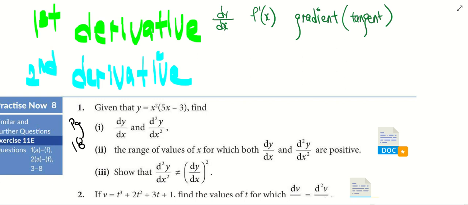Okay, so previously we have learned the first derivative. Now take note, there is the second derivative, meaning you will differentiate the first derivative for the second time. How do we write the notation?